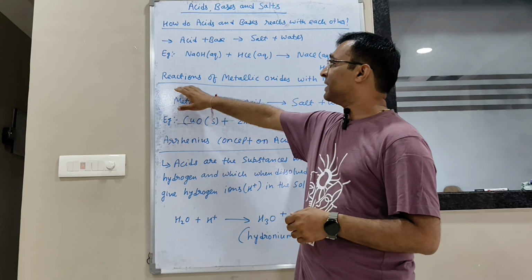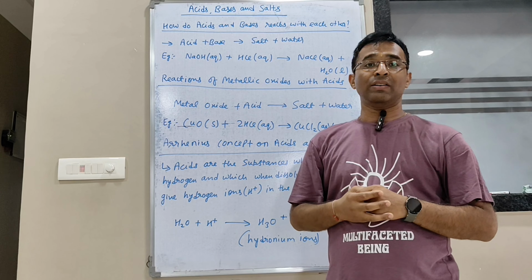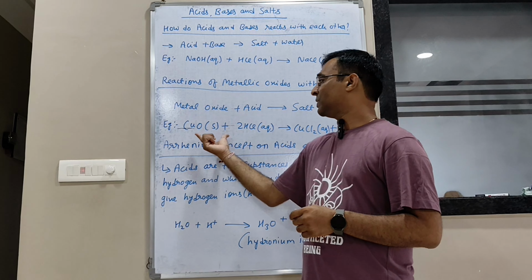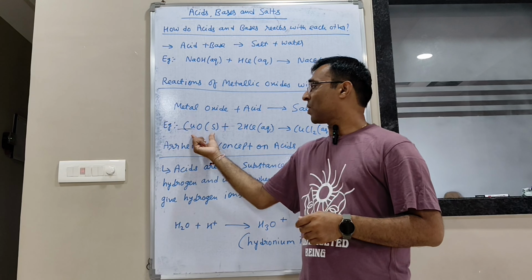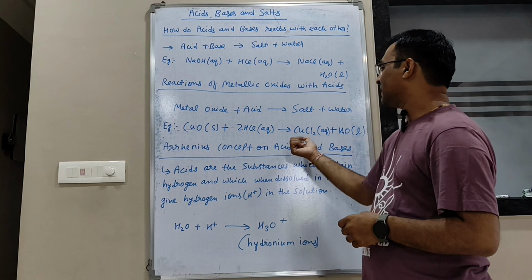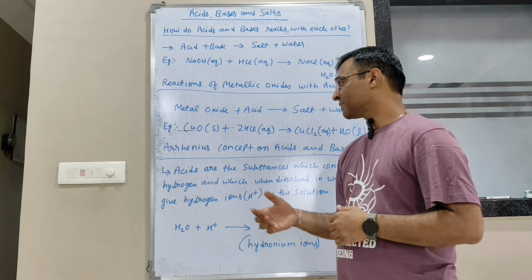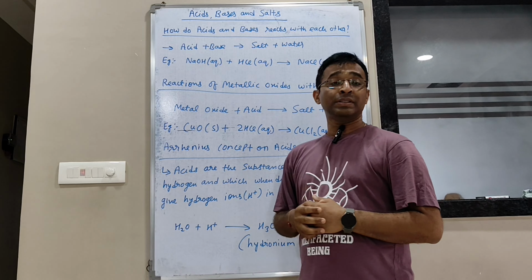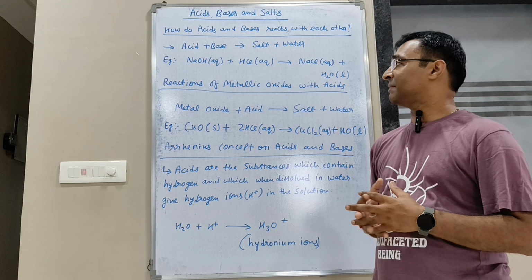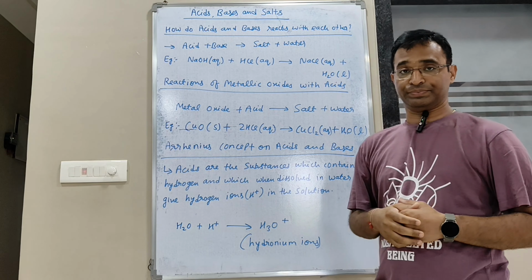The next topic is the reaction of metallic oxides with acids. Again, when a metallic oxide reacts with an acid, it forms salt and water. To demonstrate, let's take an example of copper oxide, which is a solid metal oxide, and HCl, which is an acid. They react to give CuCl2, copper chloride, and H2O. So this is how we have seen how acids and bases react, and metal oxides react with acids. They both form salt and water.